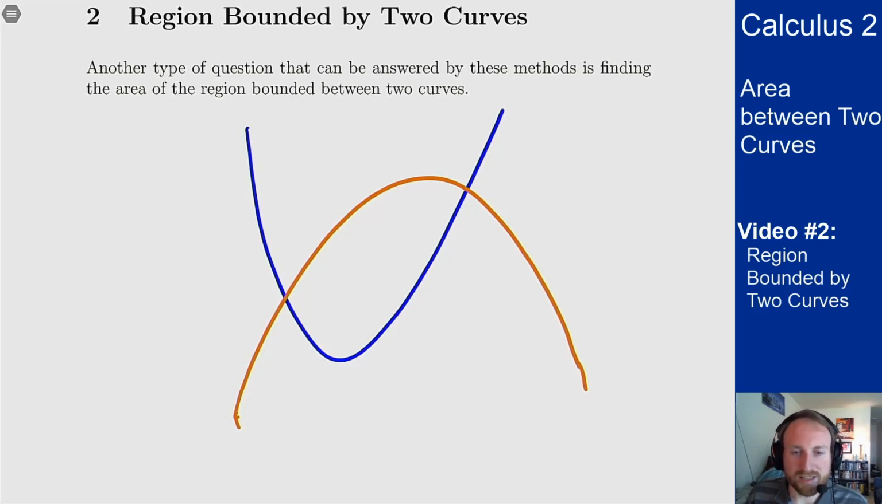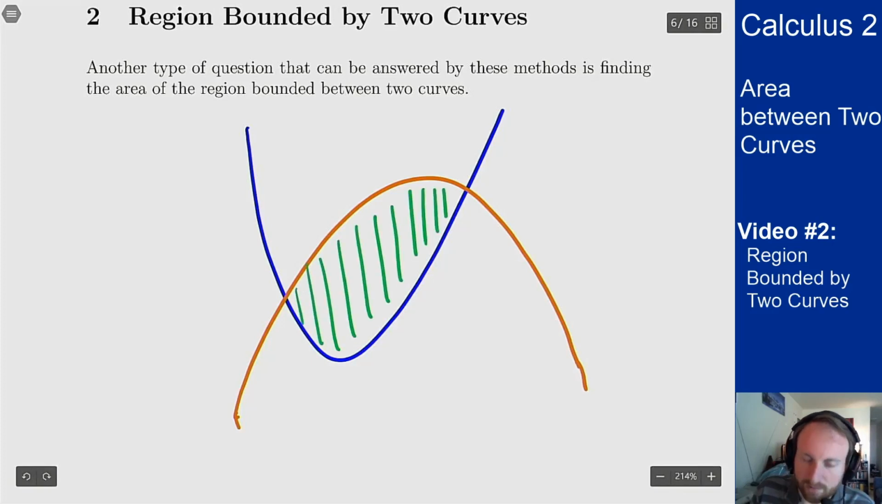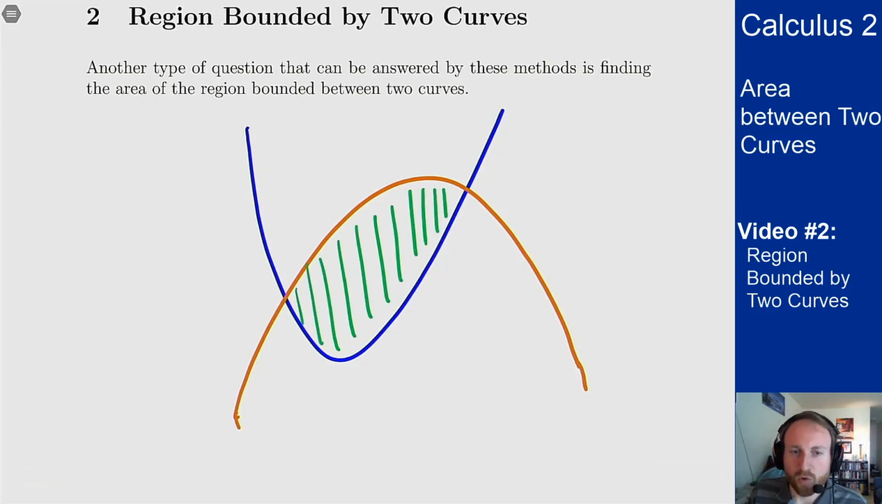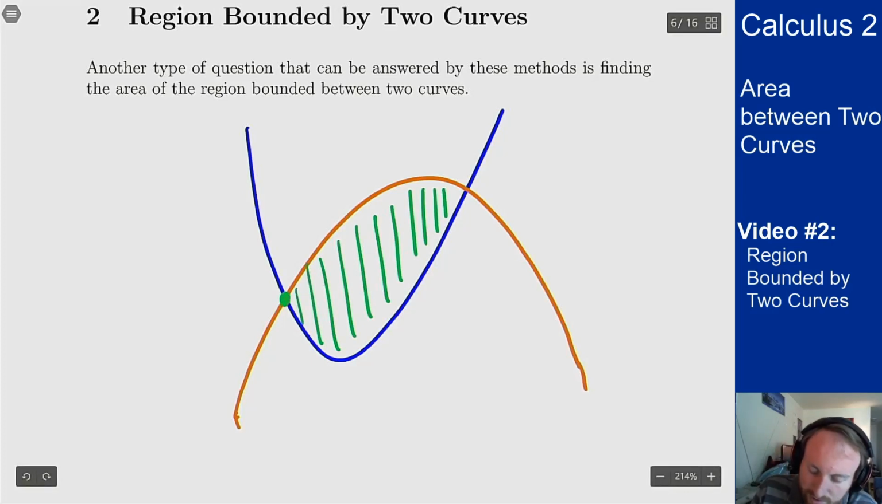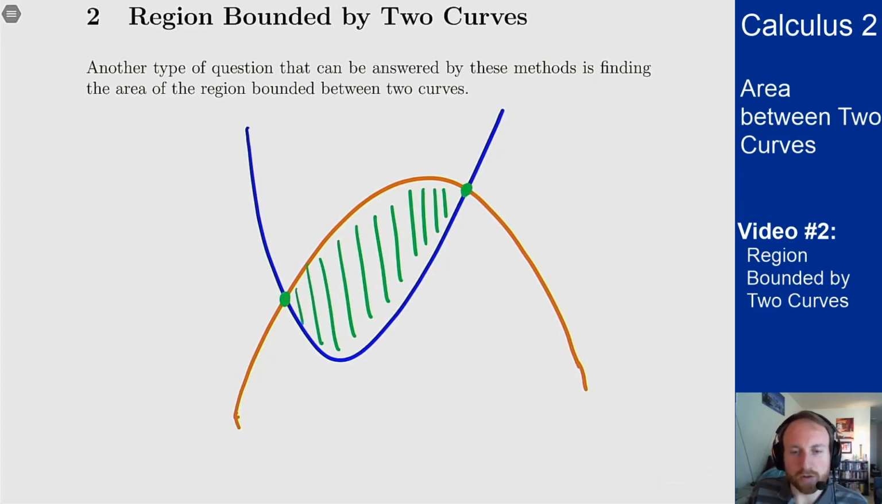Well, what region is that for this picture? It's the part that's trapped between the two curves, so it's just this part here in the middle. So how are we going to find that area? Well, this looks like an area between two curves where I just start at this point and end at this point. And how do I know where those two points are? I find them by looking for intersections of these two curves.